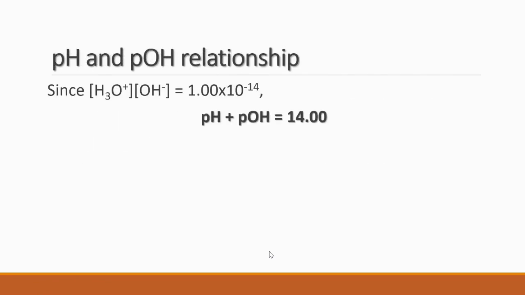So pH and pOH have a relationship based on the hydroxide and hydronium concentration. And you might notice that the pH plus the pOH always equals 14. And again, this is at 25 degrees Celsius. If the temperature changes, then the pH plus the pOH will not add up to 14. It'll be slightly different than that. So at 25 degrees Celsius, the pH and the pOH add up to 14.